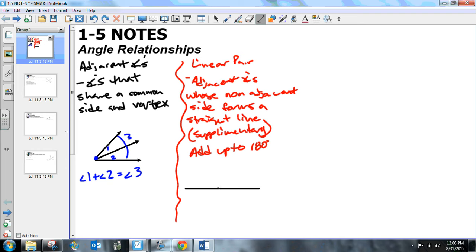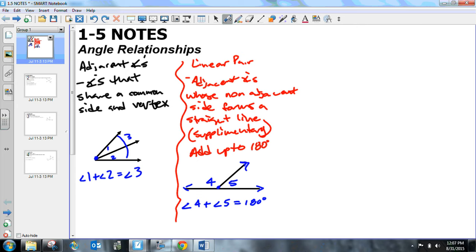linear pair here. So let's just say that we've got this. I'm going to call this angle 4 and angle 5. And what we have here is that we have adjacent angles. They share a vertex. They have a common side here, but then their non-common sides form a straight line. And when we have a straight line, the angle measure on that is 180 degrees. So I can say that angle 4 plus angle 5 is equal to 180 degrees. So that's adjacent angles, linear pair.